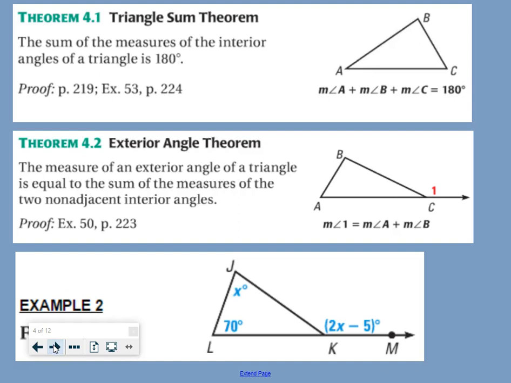Next piece, theorem 4.1, triangle sum theorem. The sum of the measures of the interior angles of a triangle is 180. That should also be review, but now it's a theorem. We do have a theorem that states that the angles sum to 180.